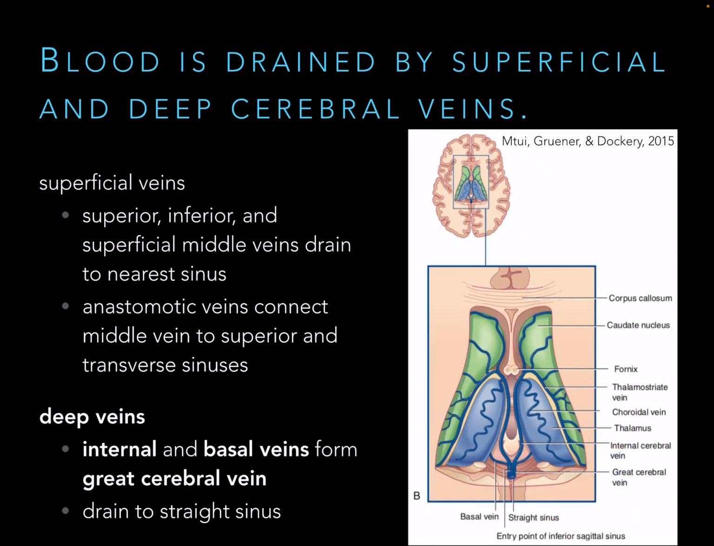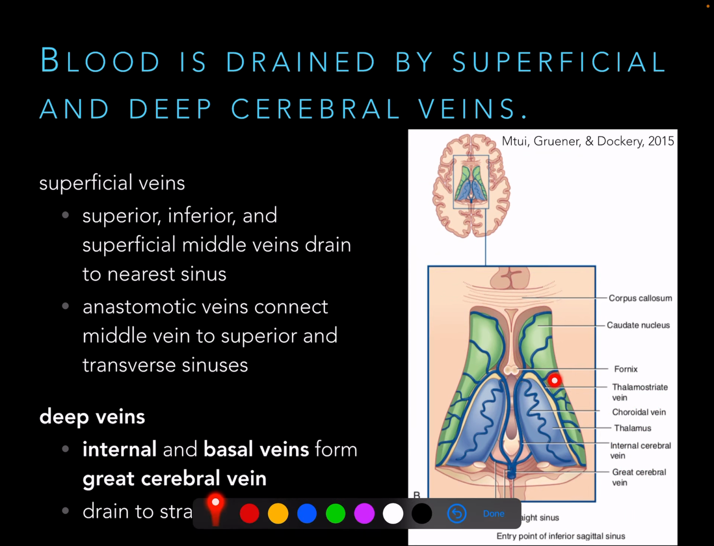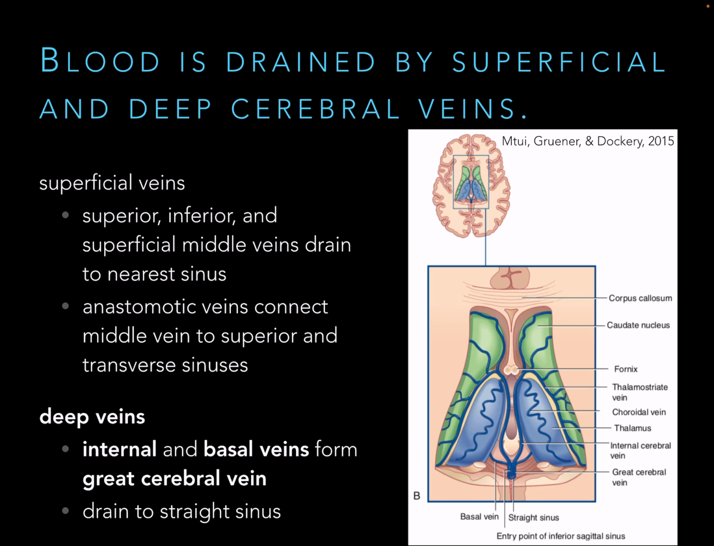Here we can see a slightly better view of this. So those deep arteries are drained by deep veins. Here, all of the blood supply to the thalamus and basal ganglia then drains into the internal cerebral vein, and these come together to form the great cerebral vein. This will then drain into the straight sinus.